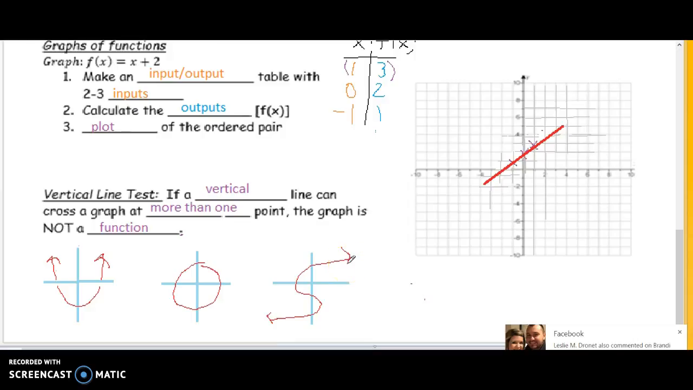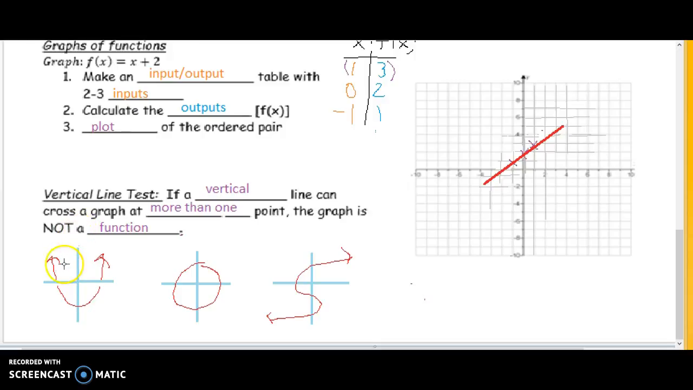Okay, so the vertical line test says if a vertical line can cross a graph at more than one point, the graph is not a function. So you can kind of think of your y-axis as a vertical line, right? So if I could shift it across the graph, I should be able to draw a line at any point along the graph and only touch in one spot.